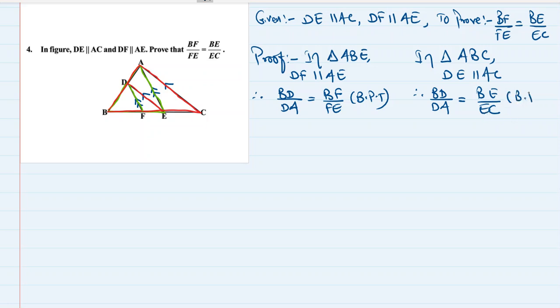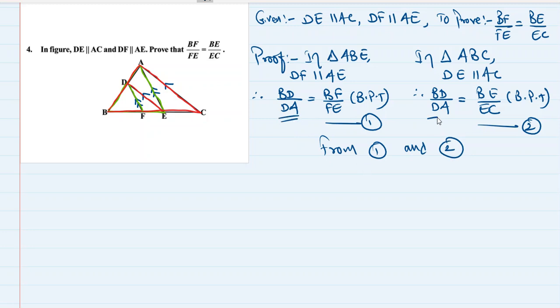Why? Basic proportionality theorem. Okay, so this is equation 1, this is equation 2, and from 1 and 2, see both the ratios begin with BD upon DA. So we can directly say that BF upon FE is equal to BE upon EC. That's what you needed to prove, right? So hence proved.